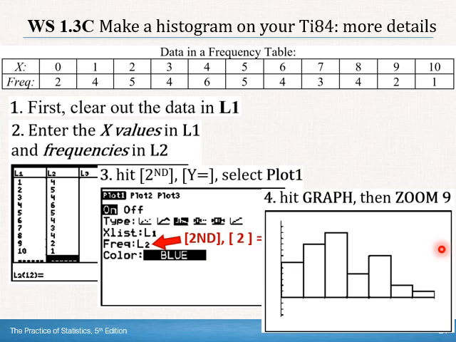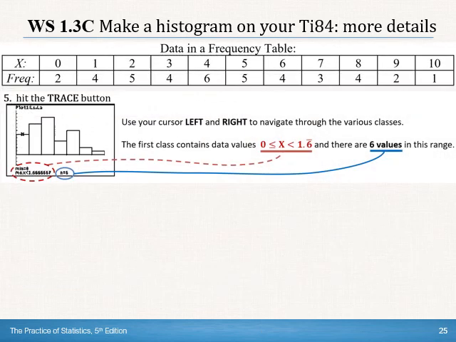Now notice too that the histogram that they gave us has how many classes, how many bars? 1, 2, 3, 4, 5, 6, 7. That doesn't really jive with our table. Our table has 11 different data values. So if we hit the trace button on our calculator, where is trace? It's the second from the top right corner.